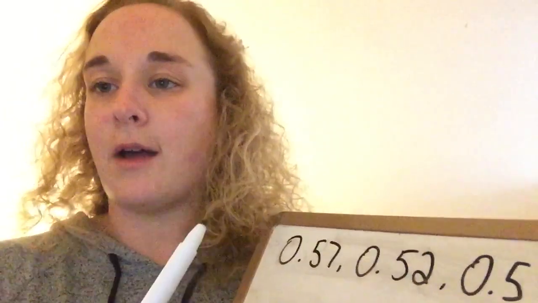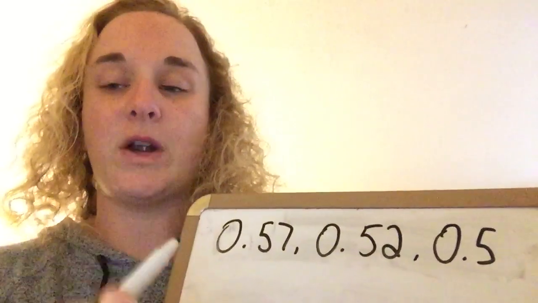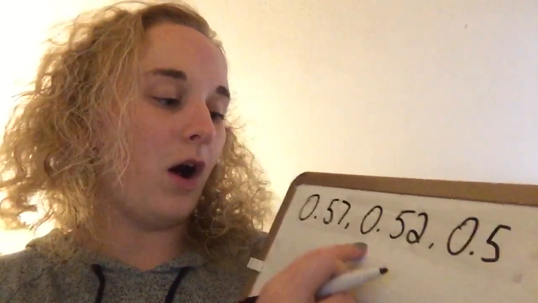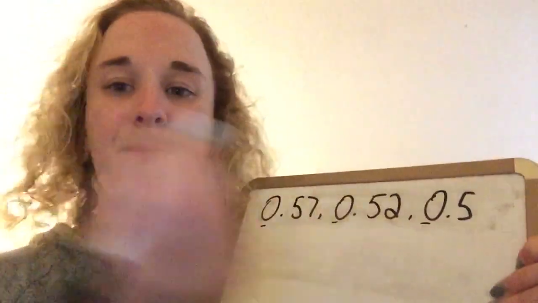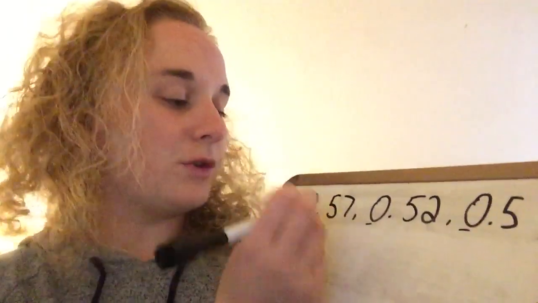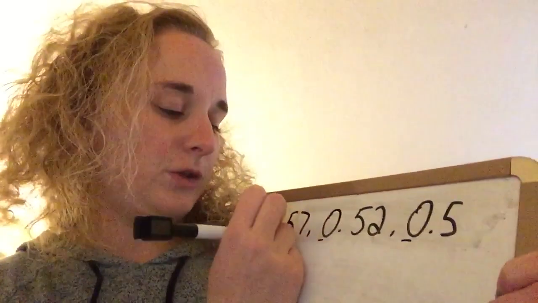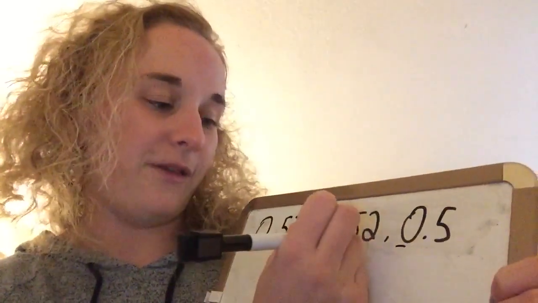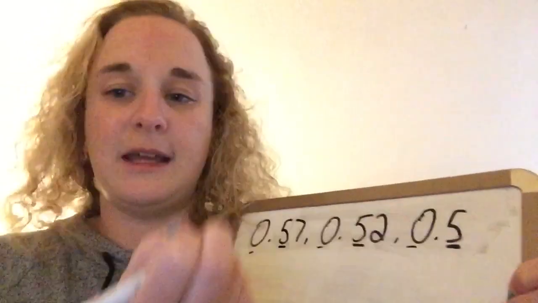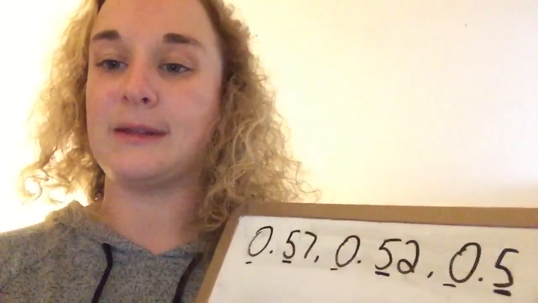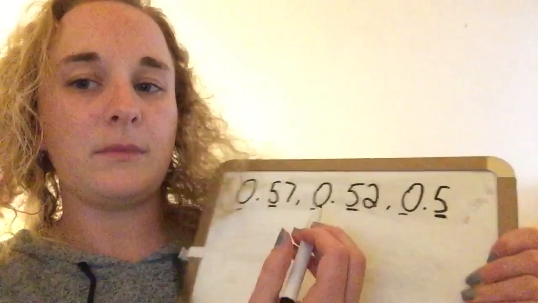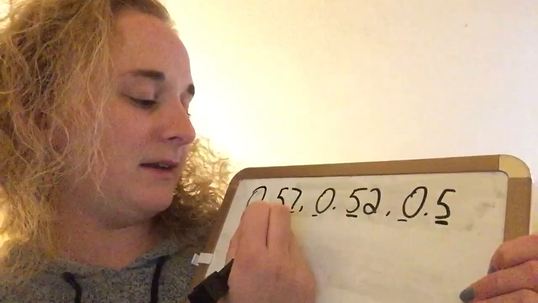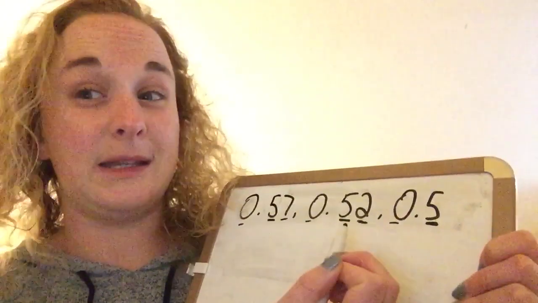So I'm going to start off like I normally would, looking at the first numbers on the left, and they're all starting in the ones place. So I have 0, 0, and 0. I can't compare them yet. So now I'm going to move on to the 10th place. So we have a 5 in the 10th place, a 5 in the 10th place, and a 5 in the 10th place. Once again, I can't compare them because all of the numbers are the same. So now I'm going to move on to the hundredths place. The hundredths place, we have a 7, we have a 2, so we can compare.